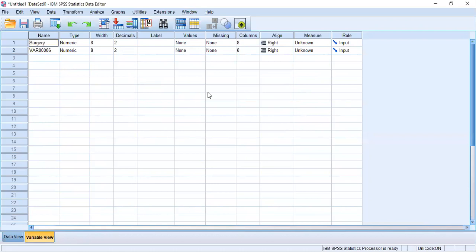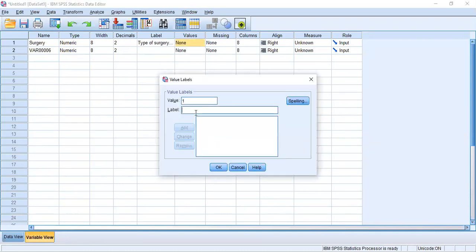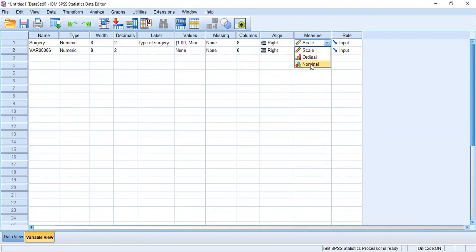Coming to variable view, variable 5 in this case, I'm naming it surgery. Which surgery has been performed? Type of surgery performed is the name of the variable. Values: one is the minimal invasive surgery, and number 2 is the traditional surgery. So I have added it here, I'll simply say OK, and the measure we know is a nominal scale.